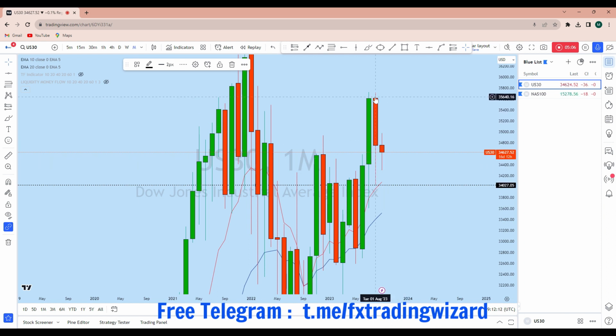As we see that this is a very sharp rejection, the buyers may not be able to break the high without gathering liquidity from below this monthly support.